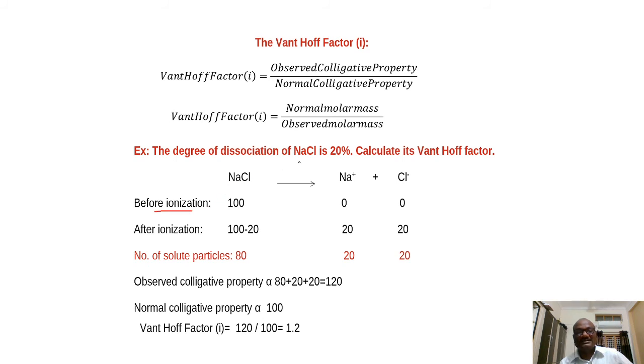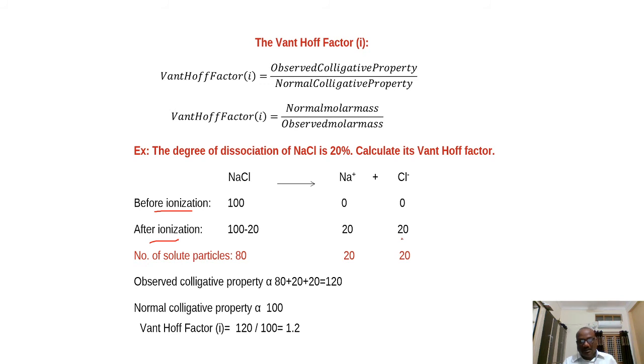Before ionization, a percentage is given. So whenever a percentage is given, let's say the total number of molecules in the beginning is 100. In the beginning, no dissociation will be there, that's why Na plus is 0 and Cl minus is also 0. After ionization at equilibrium, what is the degree of dissociation? 20. Means out of this 100, 20 units are dissociating. We know that one NaCl formula unit will form 1 Na plus and 1 Cl minus. That's why 20 NaCl units will form 20 Na plus and 20 Cl minus.